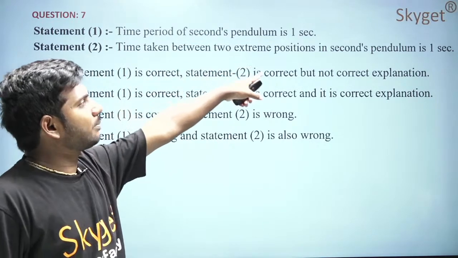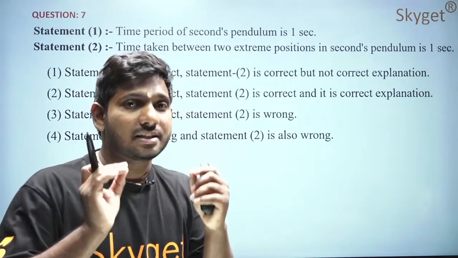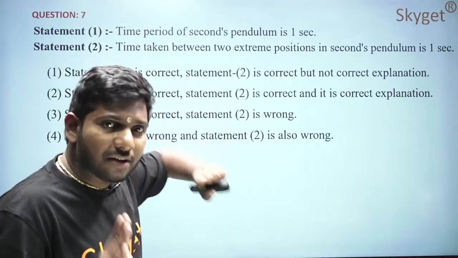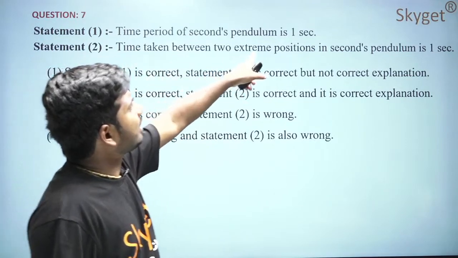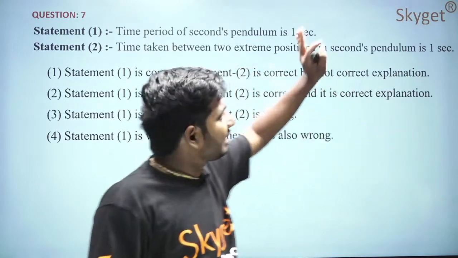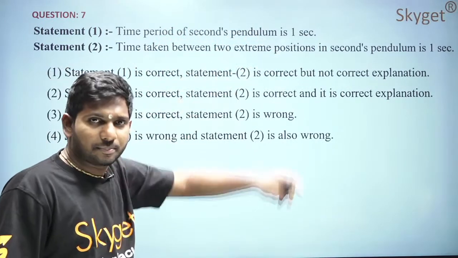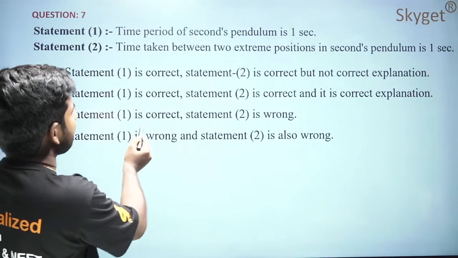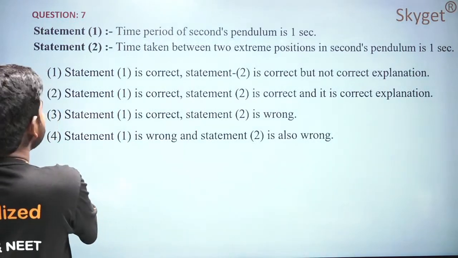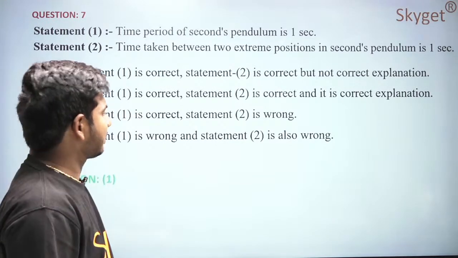The time taken between two extreme positions in a seconds pendulum is a half cycle, students, so that will be 1 second. The time period of a seconds pendulum is 2 seconds, and for half cycle it will be 1 second. From here to here is a half cycle, that will be 1 second. So the second statement is true, but the time period for a complete cycle is 2 seconds, so the first statement is false. That means statement 1 is false and statement 2 is correct. So let us go to the next question.